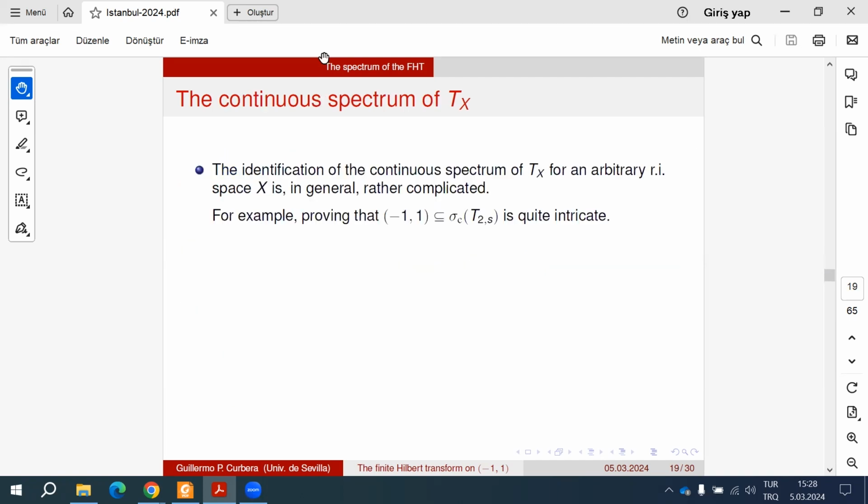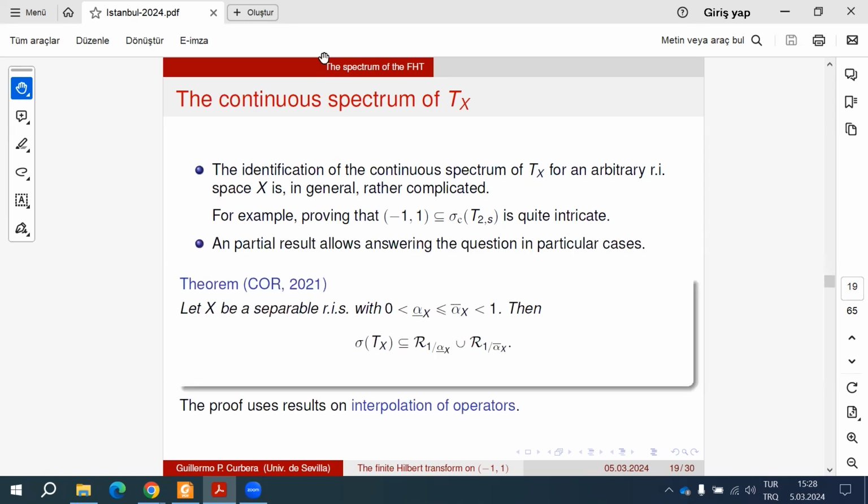So, regarding the continuous spectrum, its identification is in general complicated, no? We were able to prove this. I'll explain it, but with a lot of effort. The only thing that we can say is that a spectrum can be classified in three parts.